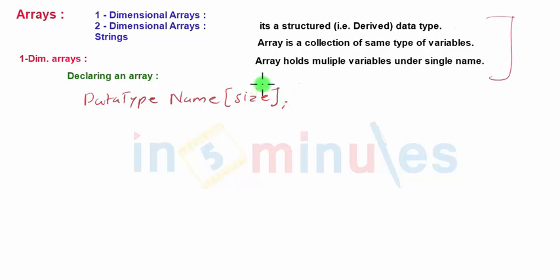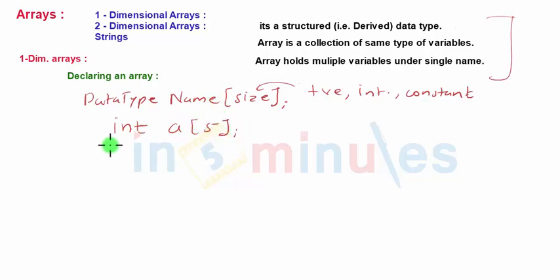Now there is a rule in C that this size must be compulsorily positive, it must be an integer, and it must be constant also. So a variable cannot be given as an array size. Suppose you have to define a collection of 5 variables of type int. We can define it like this: data type as int, name as some name a, and size as 5. This declaration says a is a collection of 5 integers, or a is an array of 5 integers.